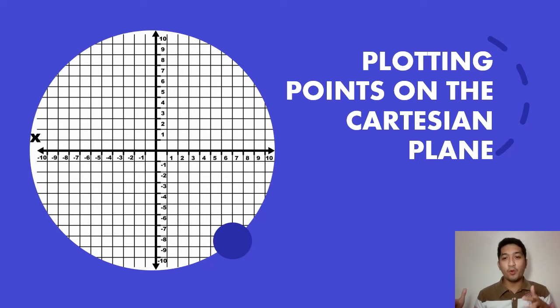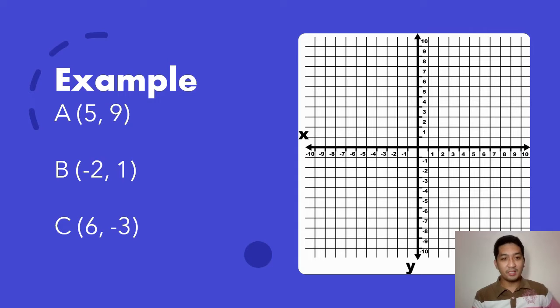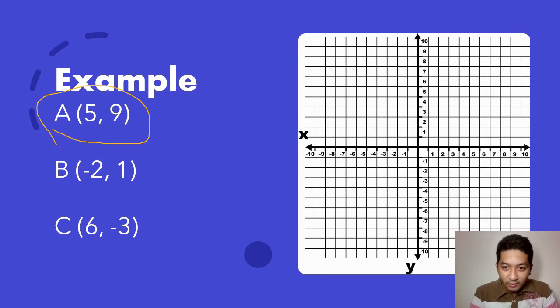So how do we plot points on the Cartesian plane? How do we represent an ordered pair with a point on the plane? Here are the steps. Sa madaling sabi, we have an example kanina: point A, point B, and point C with ordered pairs (5, 9), (-2, 1), and (6, -3) respectively. Let's go first with point A and represent it with color yellow. Always remember A is yellow. How do we plot this point?